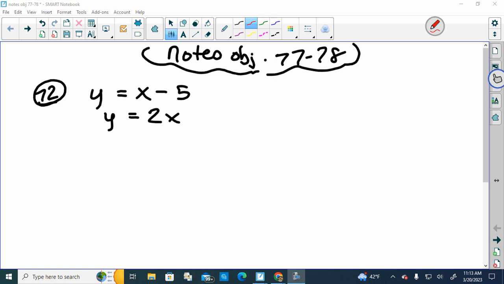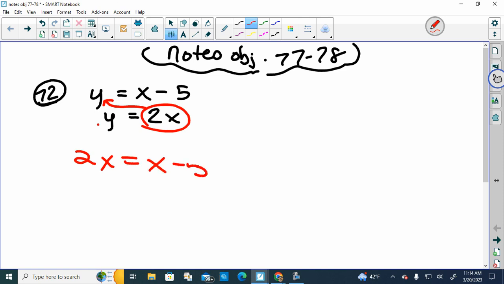So I want to move the smaller one just because it's less to have to distribute. Okay, so I'm looking at this one right here. The way this one reads is y is 2x. So if y is that, then I can replace in the other equation the y with this, because y is that. Okay, so I'm going to rewrite that top equation with 2x, because y is 2x. Okay, and then I write the rest of the equation.